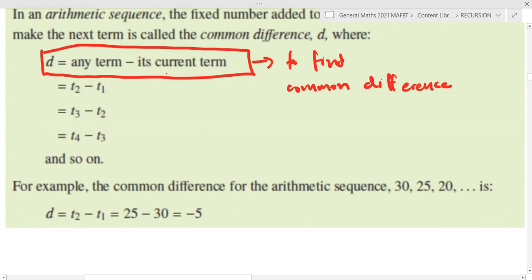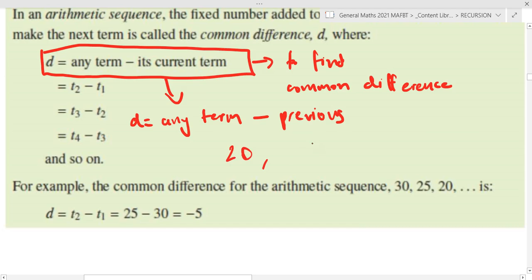Sometimes you'll see this, and I hope this doesn't confuse anybody, but you'll see it as D equals any term minus the previous. I know, it's weird. I don't know why the textbook says the current term. I would prefer to use the previous term. The reason being is, let's say you have a sequence that goes 20, 35, 40. If I want to find the common difference, I'm going to go this term minus the previous term. That's how I would think of it.